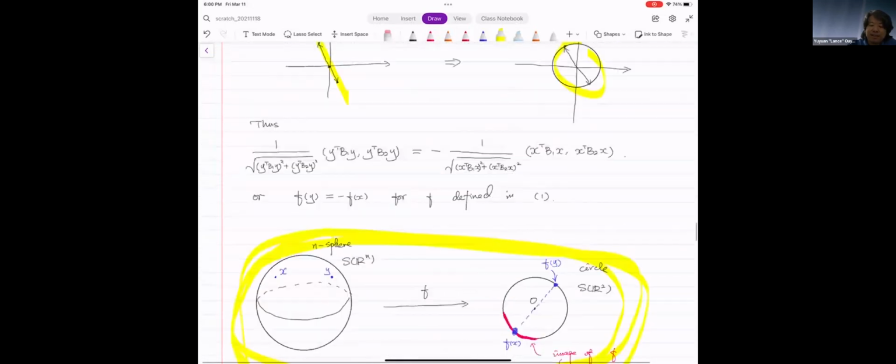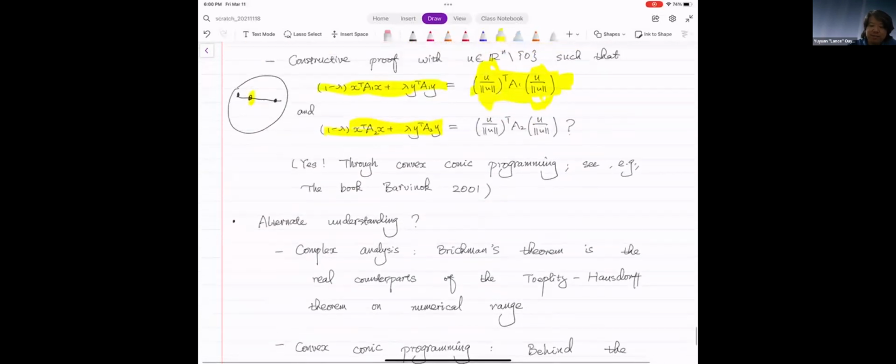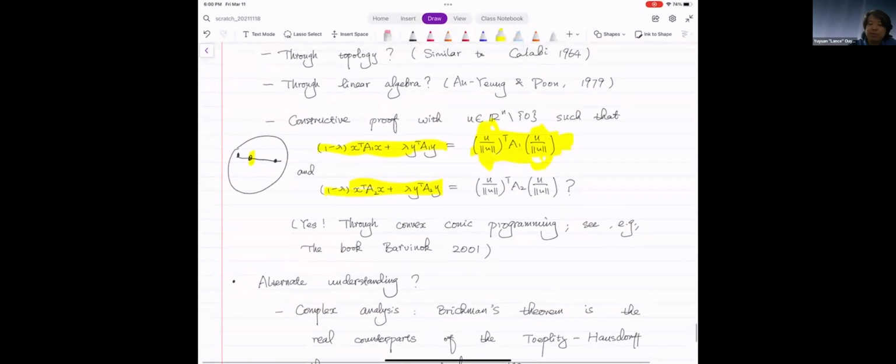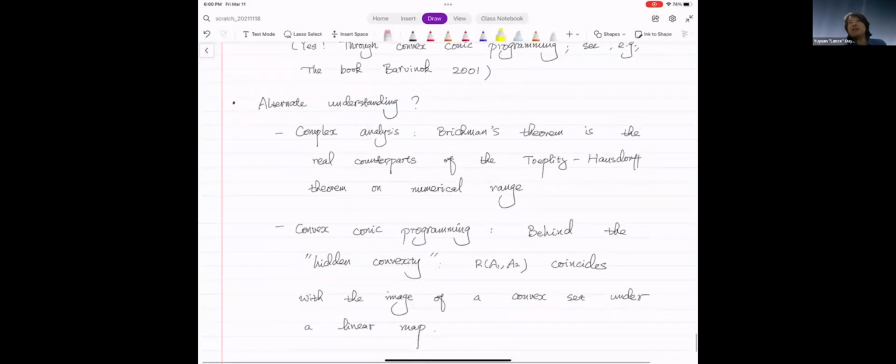Well, likely this can be done by using convex analysis. So this is actually a direct result through convex conic programming. One result I can refer to is Barvinok's book, 2001. Now, is there any alternate understanding?